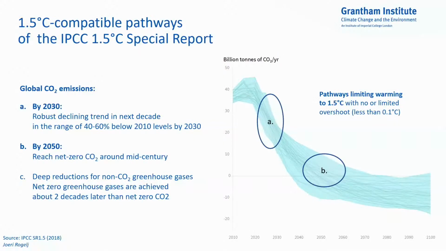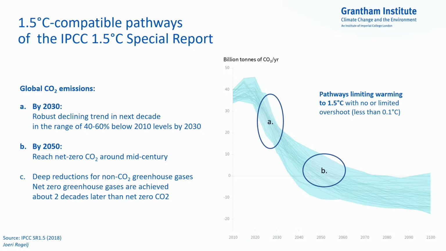Over the past century, global greenhouse gas emissions have been increasing. Now, to limit warming to 1.5, these emissions need to decline rapidly. Here, on the right-hand side of this slide, you can see emission pathways consistent with limiting warming to 1.5 degrees with no or limited overshoot. And you can see that despite there being many lines of global emissions that would limit warming to 1.5, they also all have some key similar characteristics. The first is that by 2030, that means over the next decade, all these pathways robustly decline their global carbon dioxide and total greenhouse gas emissions.